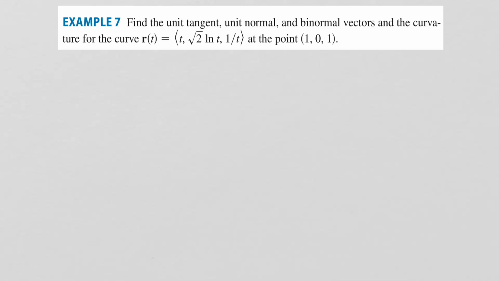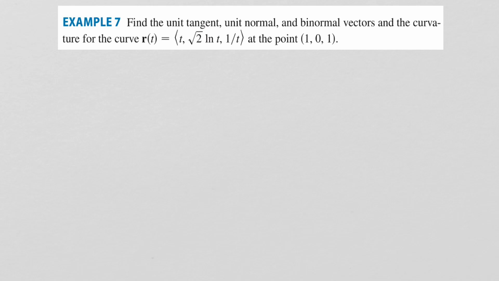So this next example is really just more practice on all the concepts that we've talked about up to this point. So we have a given parameterization of a curve. We want to find the unit tangent vector, the unit normal vector, the binormal vector, and the curvature. So let's go ahead and start computing these things.